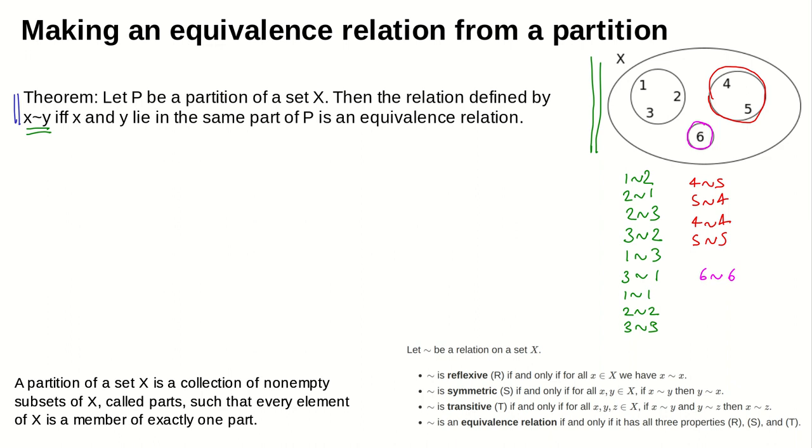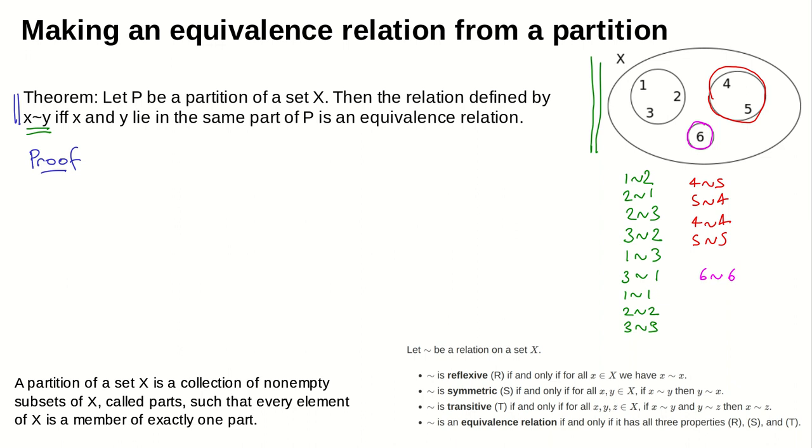So what I'm claiming is that this relation is in fact an equivalence relation. Now I've written at the bottom of the slide here the definition of an equivalence relation, which we saw a couple of lectures ago. You'll remember that an equivalence relation is one that has all three of the relation properties of reflexivity, symmetry and transitivity, R, S and T. So in order to prove this theorem, which we're now going to do, what we have to do is to verify that the three properties R, S and T hold for this relation. So we'll just do that one by one.